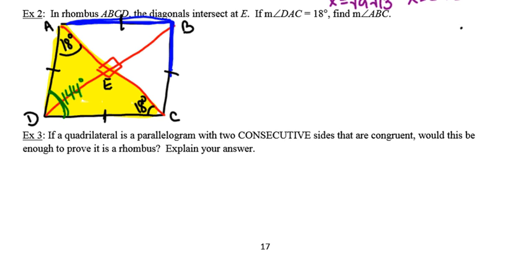Because every rhombus is a parallelogram, it has all the properties of a parallelogram, meaning the opposite angles are going to be congruent to one another. So this angle up here has to have the same measure as its opposite angle, making the measure of angle ABC also equal to 144 degrees.